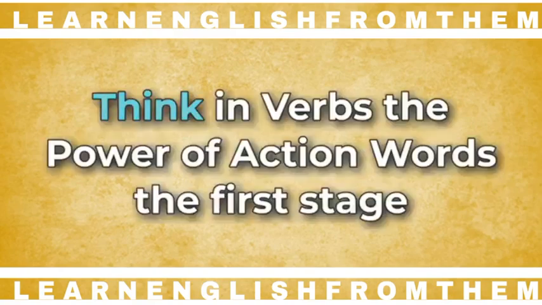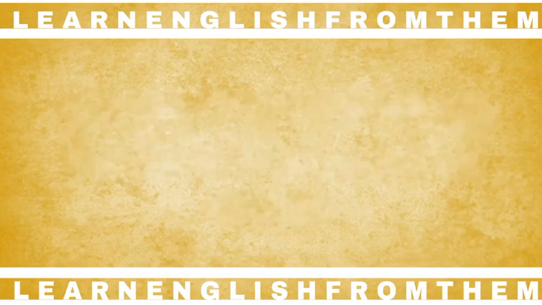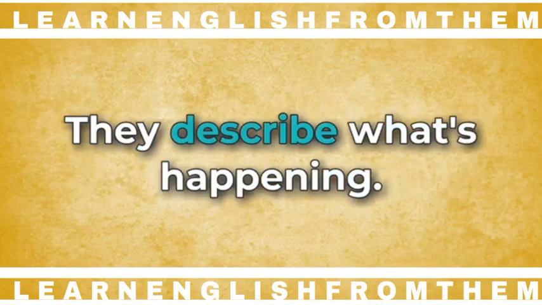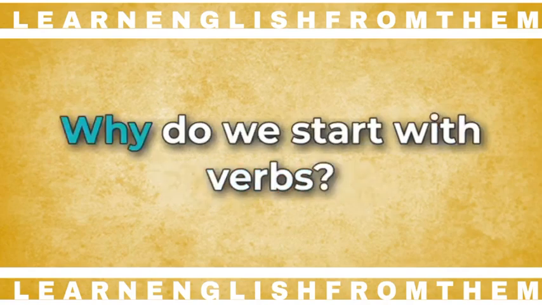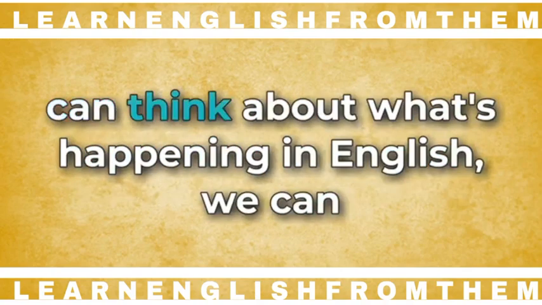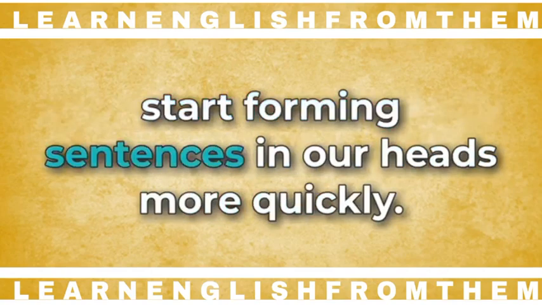Stage 1, think in verbs, the power of action words. The first stage of learning to think in English is to focus on verbs. Verbs are the action words in a sentence. They describe what's happening. Why do we start with verbs? Because action is all around us, and if we can think about what's happening in English, we can start forming sentences in our heads more quickly.